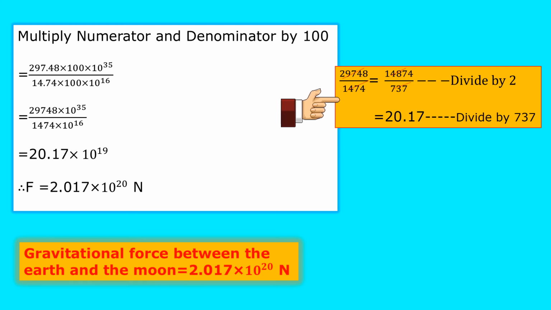So 2.017 into 10 raised to 20 Newton. This is the value of force. Therefore we can write in words, gravitational force between the earth and the moon is equal to 2.017 into 10 raised to 20 Newton. I hope, children, it is clear to you.